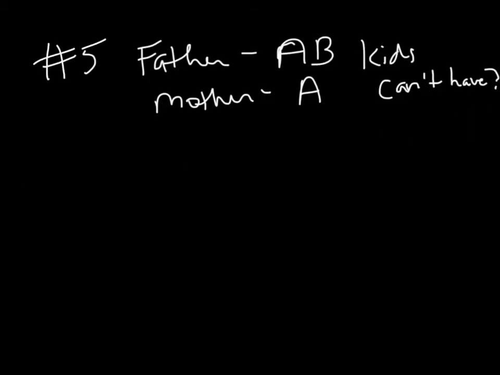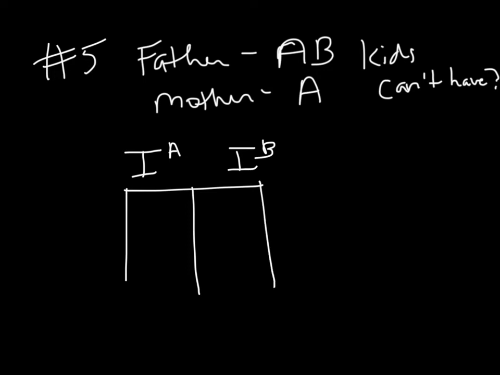All right, this is number 5 on genetics 2. The problem says a father with type AB blood and a mother with type A blood, and they want to know which of the blood types can the kids not have. So which kids could they not probably make? So father is easy because there's only one genotype that makes AB blood, the IAIB. And so we could put it in a Punnett square if you wanted to. And then the mother would be IA, and she can be either IA or little i to give her A blood type.